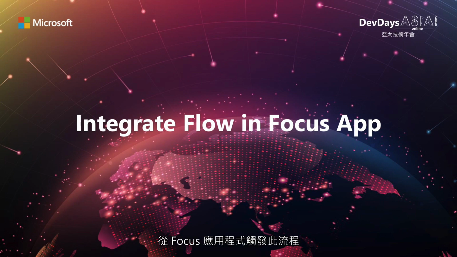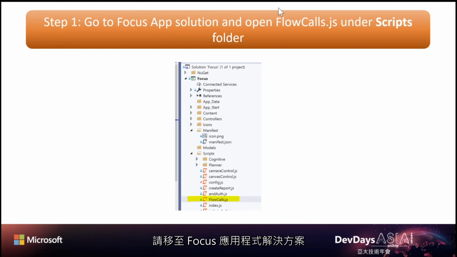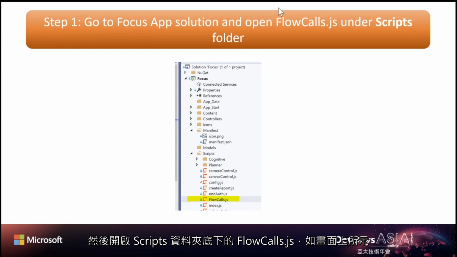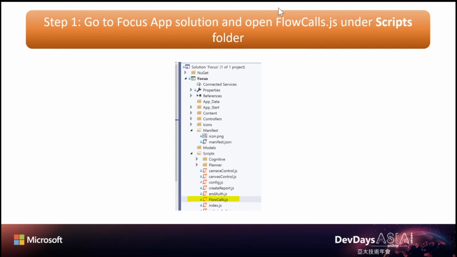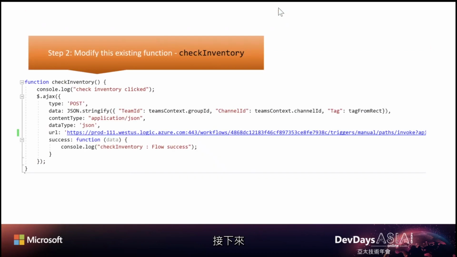We will transition to second part of our hands-on lab to trigger this flow from our Focus app. For this, go to your Focus app solution and open flowcalls.js under scripts folder as shown on screen. Moving forward, we have to modify check inventory function to integrate the flow we just created.